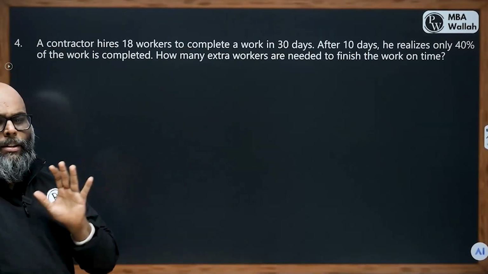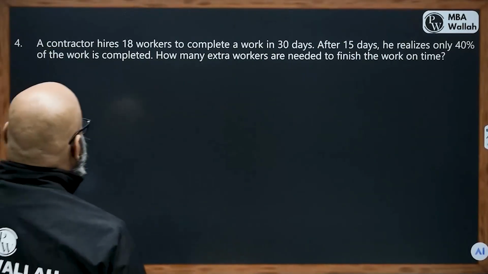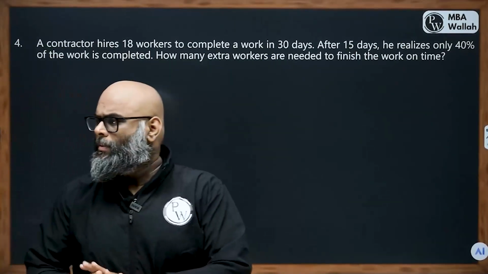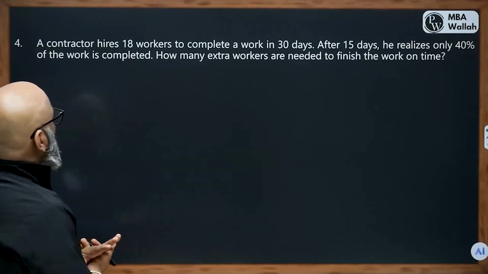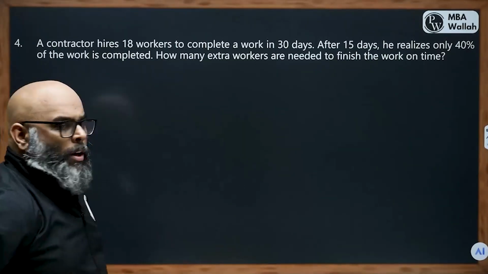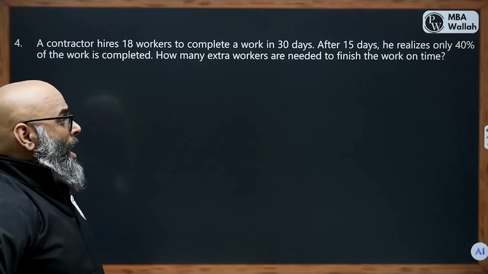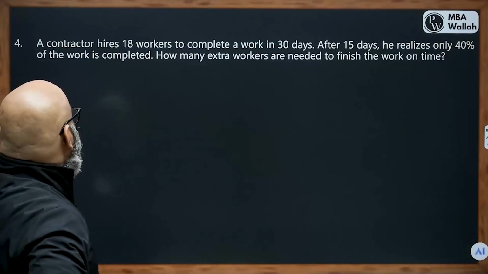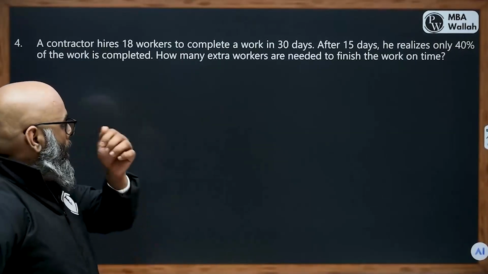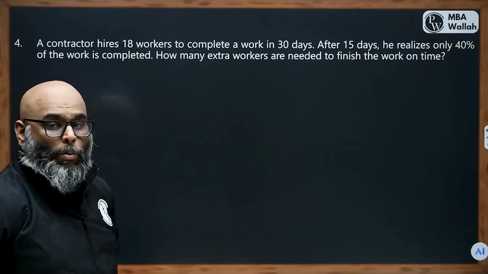We'll do one more question. A contractor hires 18 workers to complete a work in 30 days. After 15 days, he realizes only 40% of the work is completed. How many extra workers are needed to finish the work on time?